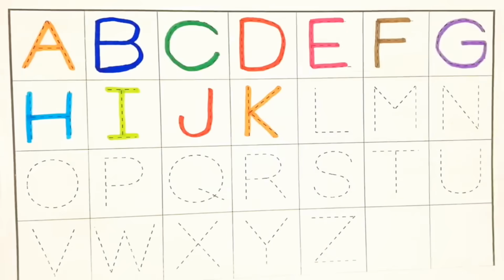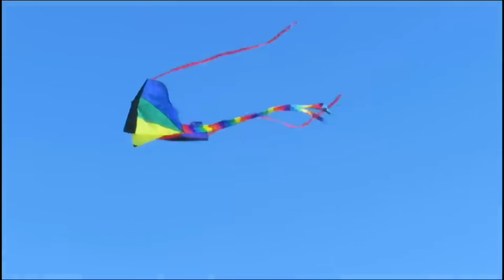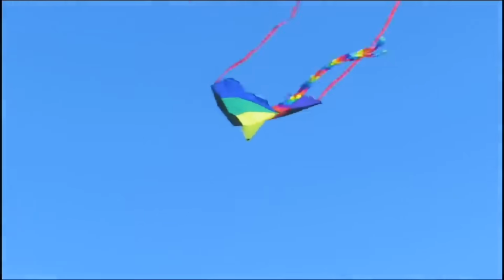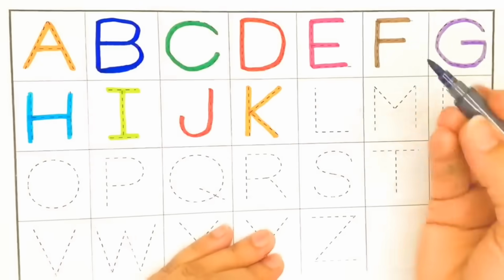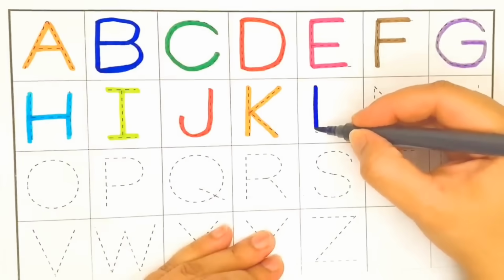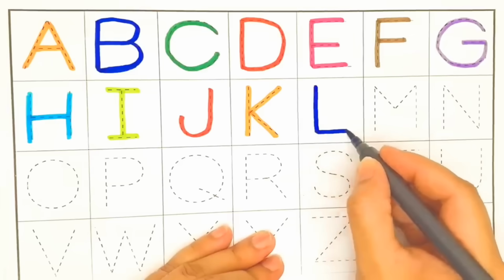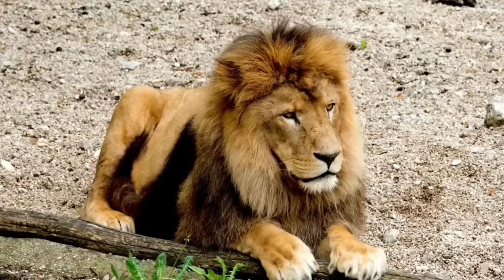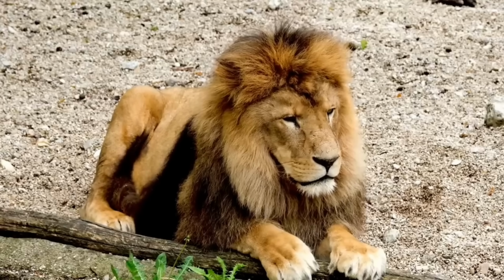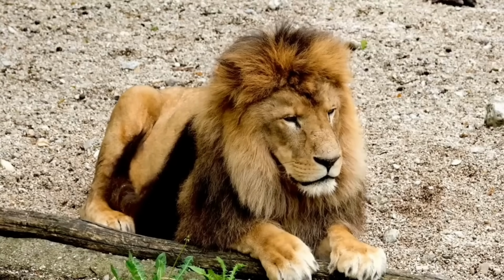Capital K. K for kite. The kite flies high. Capital L. L for lion. Lion is the king of the jungle.